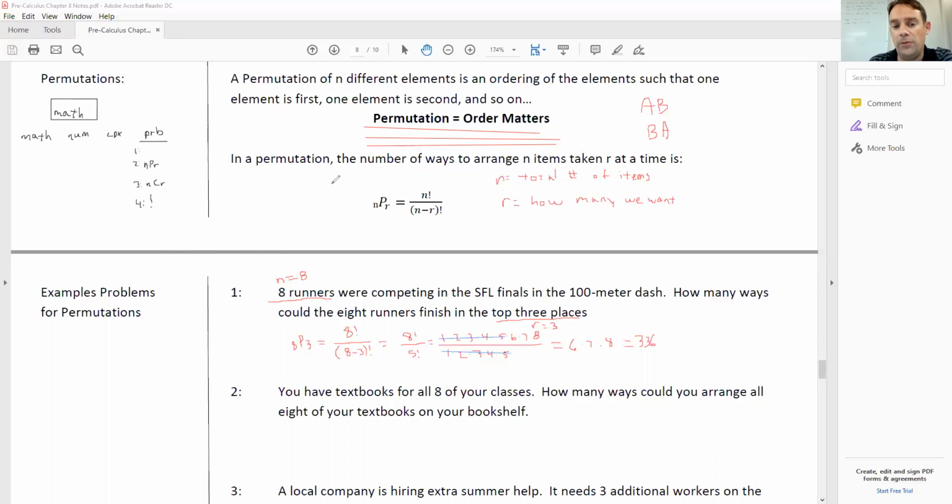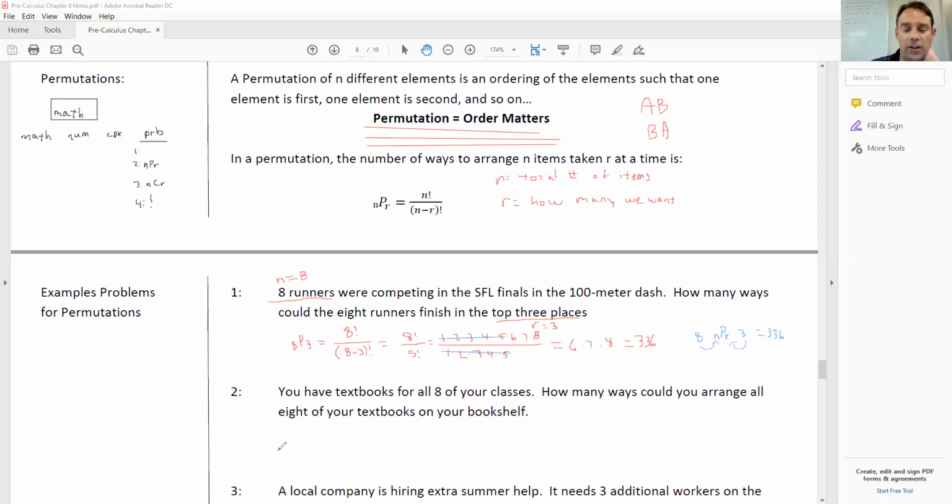So if I wanted to type this into my calculator, I would do 8. And then I'd go find my nPr button. And when I click on the nPr, it's going to say nPr. And then I would type in 3. So what you're telling the calculator is you're going to plug 8 in for the n value, and you're going to plug 3 in for the r value, and your calculator will go ahead and do this for you. And it will tell you that's 336.